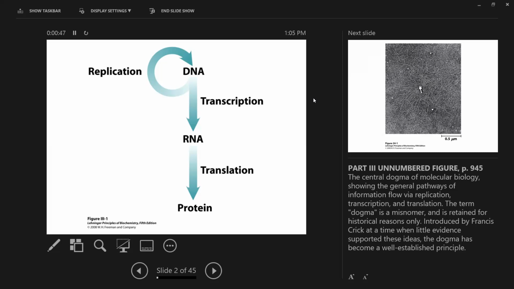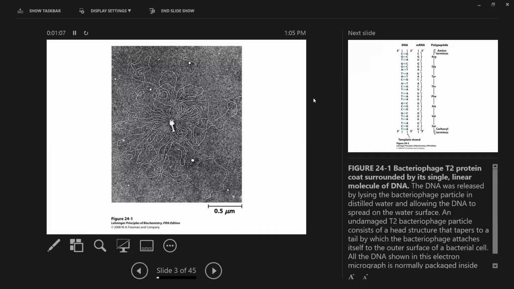This so-called dogma, the central dogma of molecular biology, as it's called, is probably a bit of a misnomer, but the name was given to it by Francis Crick. It's now a well-established principle, so it's worth talking about.